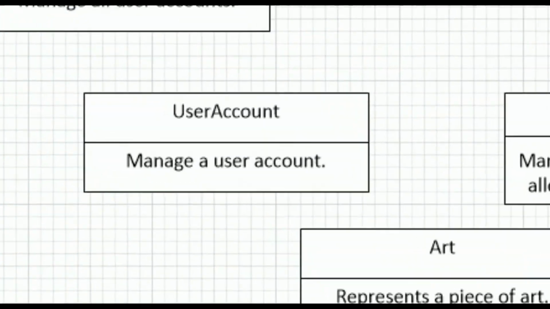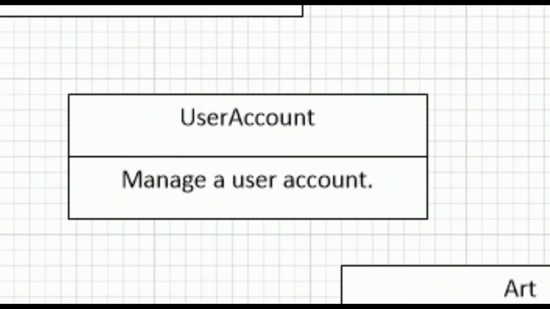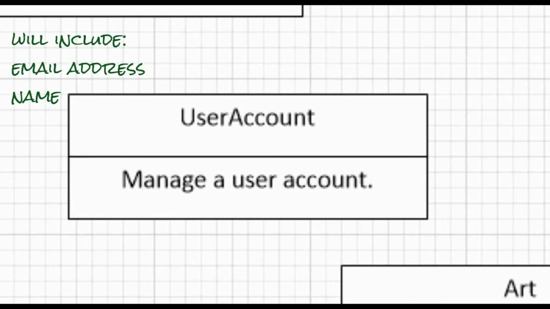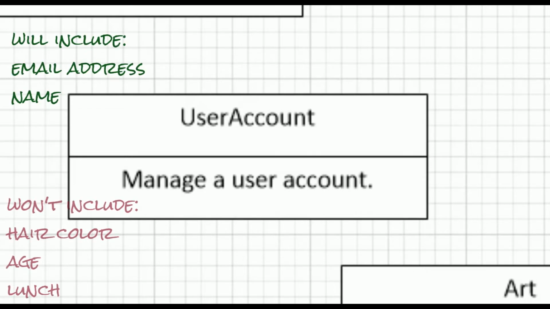Okay, that said, I think the best example in our system is the user account, which will represent some aspects of a user, such as email address and possibly name, but it won't include most information about a real-world user, such as hair color, age, or what they ate for lunch.